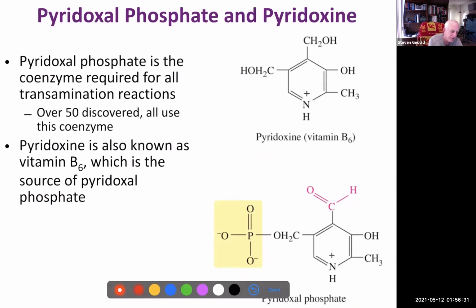The pyridoxal phosphate was our intermediate, and pyridoxine. Pyridoxal phosphate is a coenzyme required for all transamination reactions. So all the amino acids are being broken down, we use pyridoxal phosphate as the intermediate step. Okay, there's over 50 discovered. All use this coenzyme that break this process down. Pyridoxine is vitamin B6, okay, which is the source of pyridoxal phosphate. That's how we get it, by taking in vitamin B6.